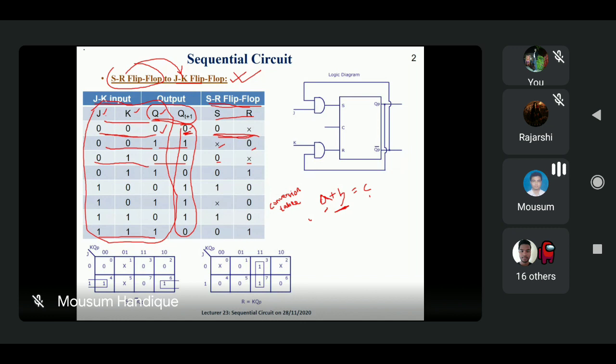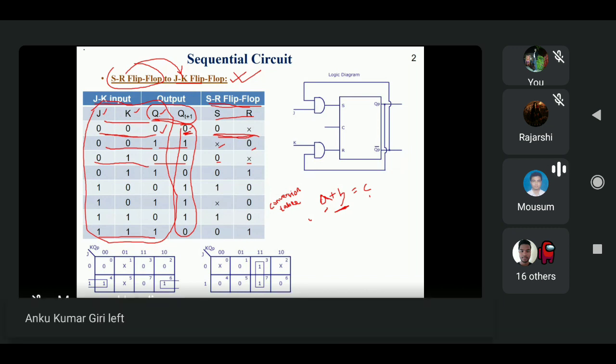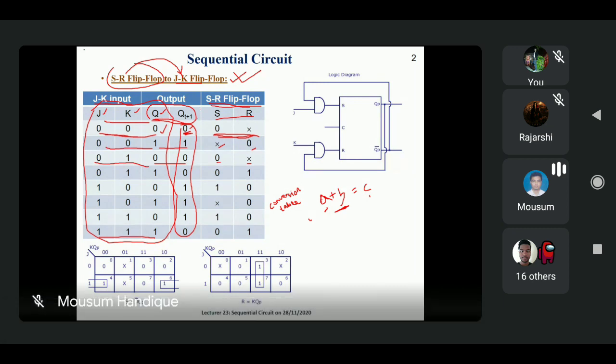That means from the particular values of J, K and Q we are getting the next state.